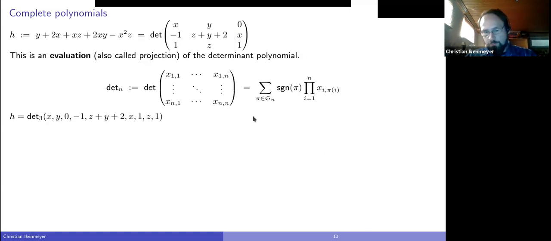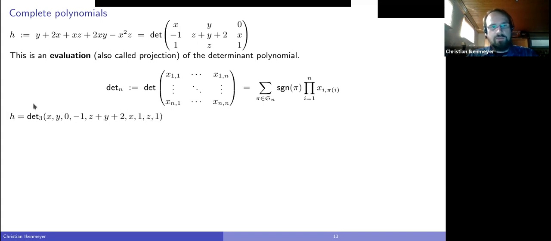I want to say something about complete polynomials, because this will be important in a minute. So let's go back to our example. The polynomial H here is the determinant of this specific matrix. You should think of this as an evaluation, or also called a projection, of the determinant polynomial. So the determinant polynomial we've seen is this polynomial. And now you evaluate this polynomial at some point here. And the entries here are like linear polynomials. So that is just a polynomial in 9 variables, and you evaluate it at this vector here. And it gives you H.